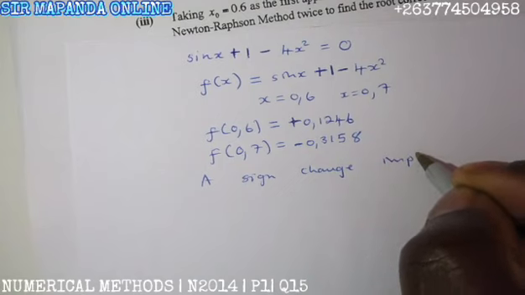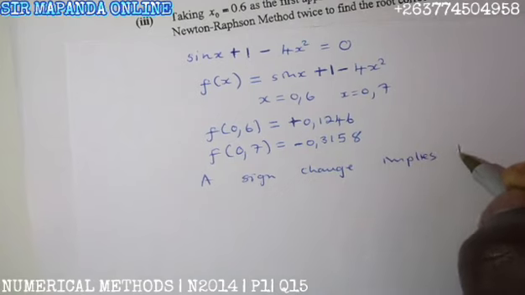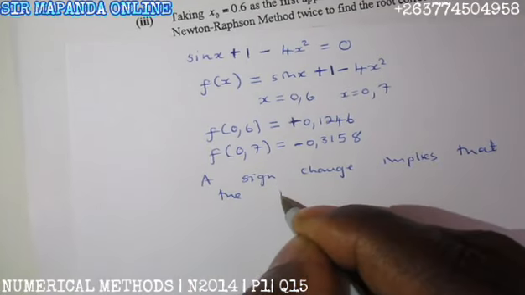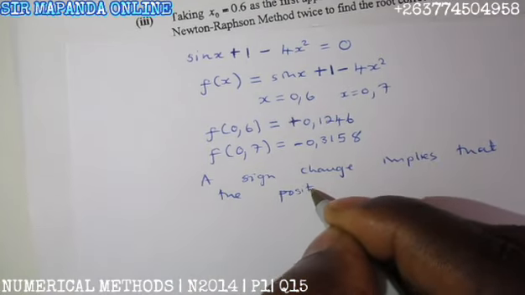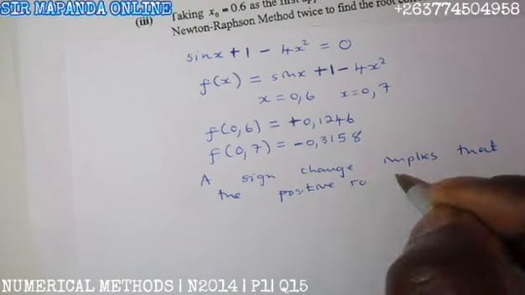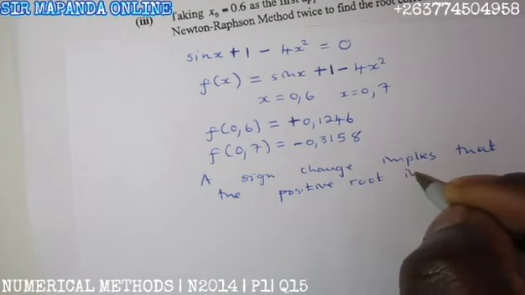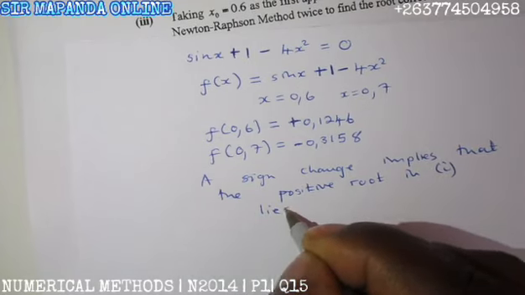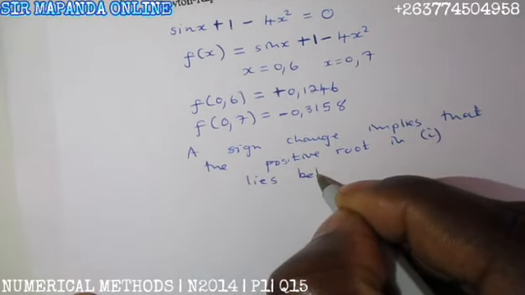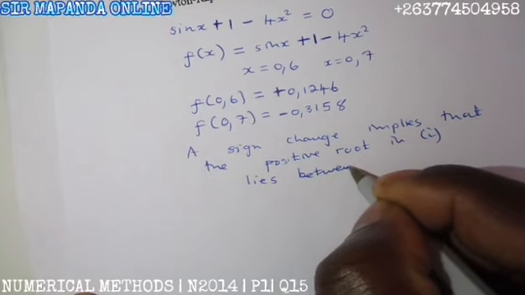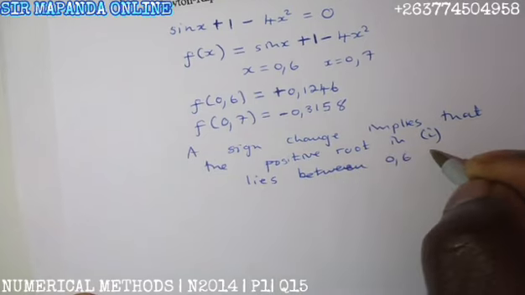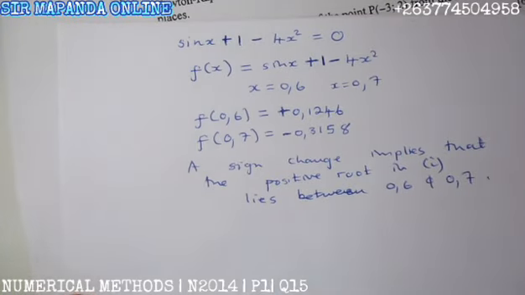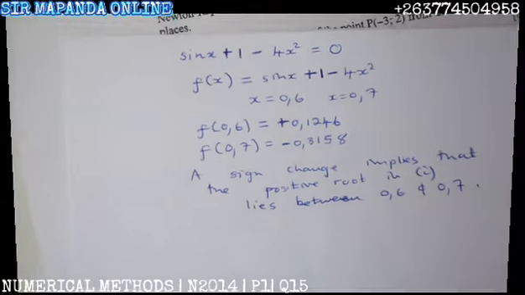implies that the positive root in part A1 lies between 0.6 and 0.7. Then you are home and dry. Let us move on to item 3.